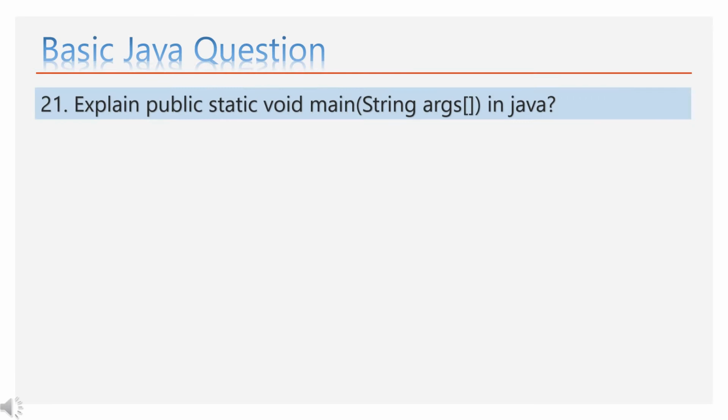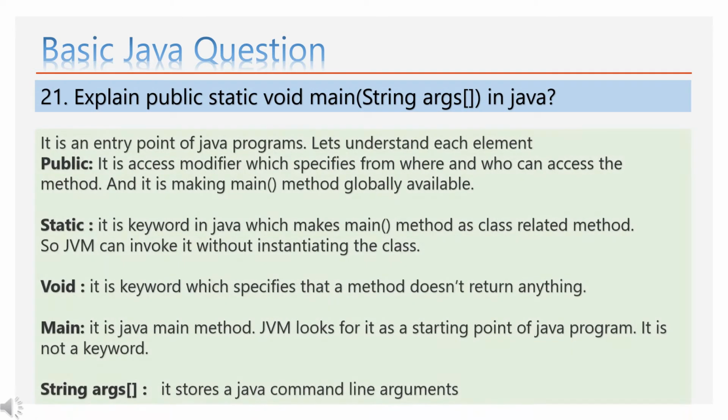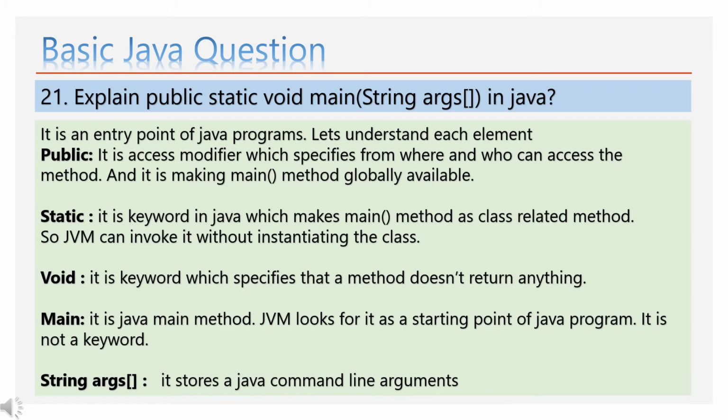Explain public static void main, String args, in Java. It is the entry point of Java programs. Let's understand each element. Public is an access modifier which specifies from where and who can access the method, making the main method globally available. Static is a keyword in Java which makes the main method a class-related method, so JVM can invoke it without instantiating the class.